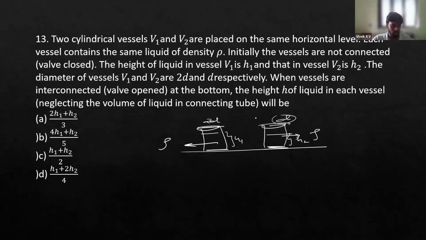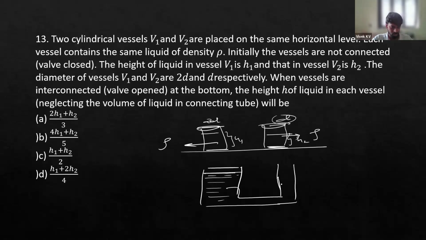When vessels are interconnected, the valve is opened at the bottom. So here also we have a figure. It is more like a hydraulic pump. The figure is this one: we have a larger cylinder connected by a valve to a smaller cylinder. Here this is the water level, and the initial water level before opening the valve, this is the valve, was H2 and H1.